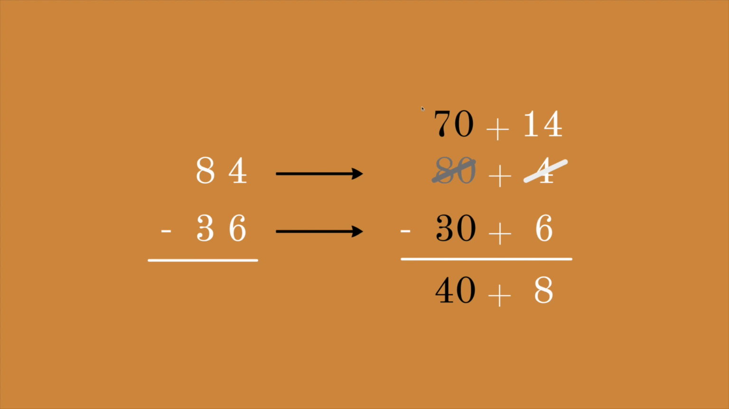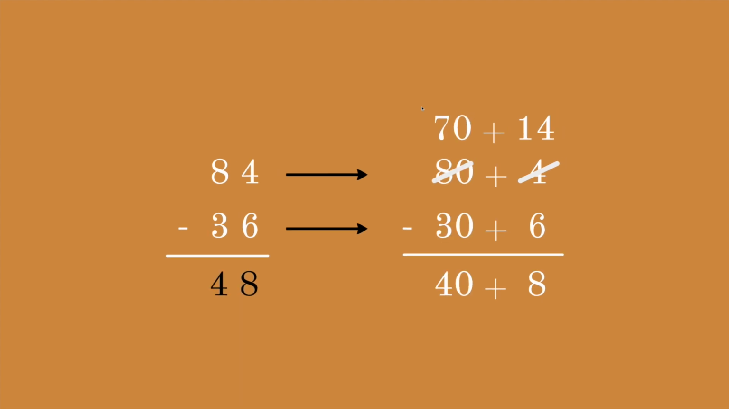Now I can take these differences and add them together. 40 plus 8, well, we represent that as the number 48. Let's look at another one.